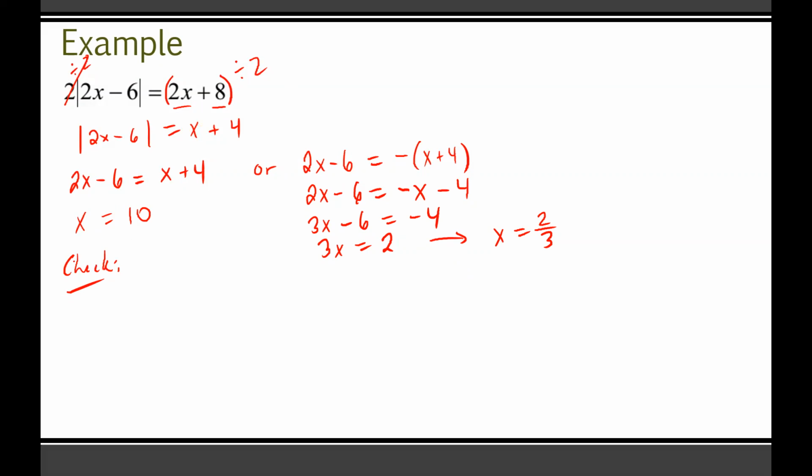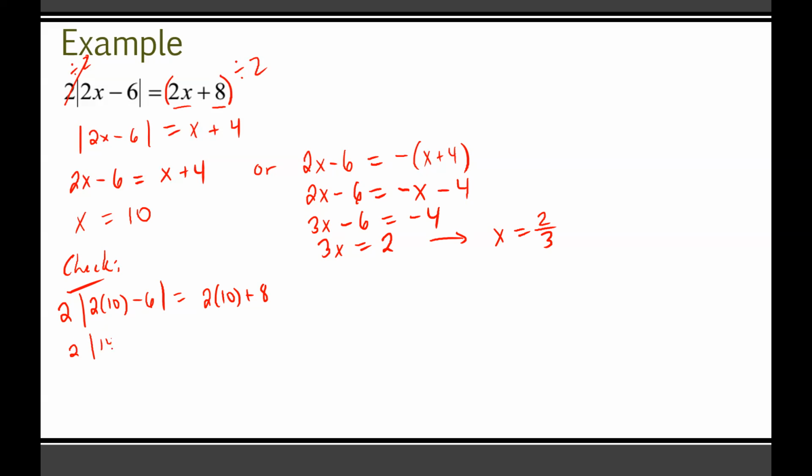Let's check each of these. So we have to plug it into the original thing that's with the 2 in front and everything. So 2 times the absolute value of 2 times 10 minus 6. We want to see if that equals 2 times 10 plus 8. Start with the innermost brackets here. 2 times 10 is 20. 20 minus 6 is 14. The absolute value of 14, yeah, you know what, we'll write it.